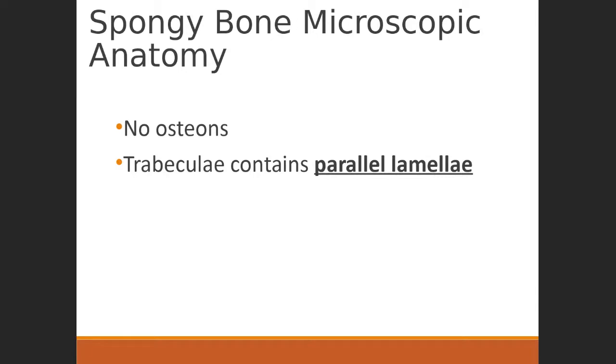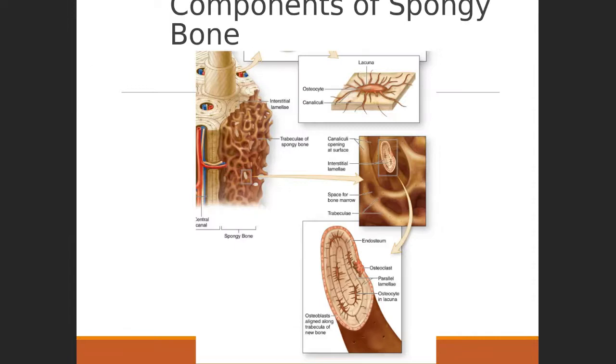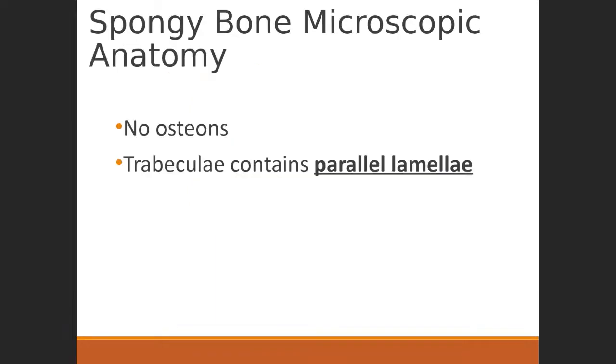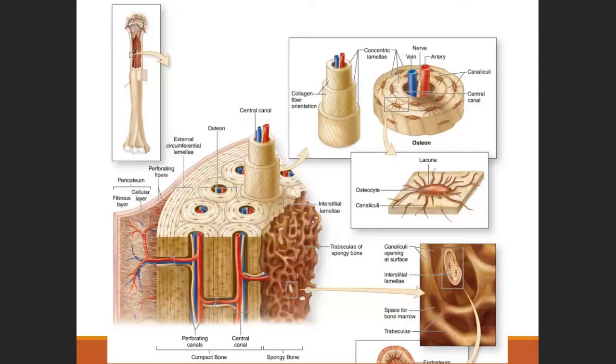Spongy bone has no osteons. However, when we look at the trabeculae of the spongy bone, we see it's still oriented in rings, but no central canal. Without the central canal, we can't call these concentric lamellae. So we need a new term. In spongy bone, these are parallel lamellae. So concentric lamellae associated with the osteon, parallel lamellae associated with the spongy bone. We're getting there. We've got more terms.